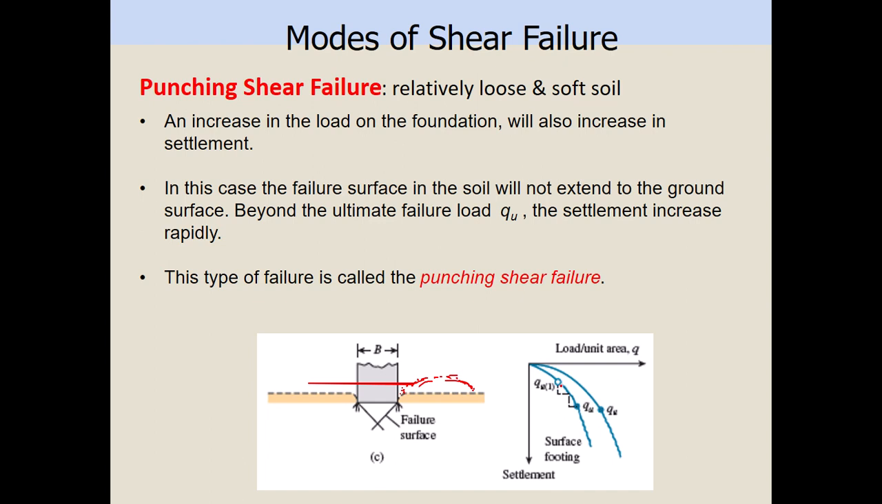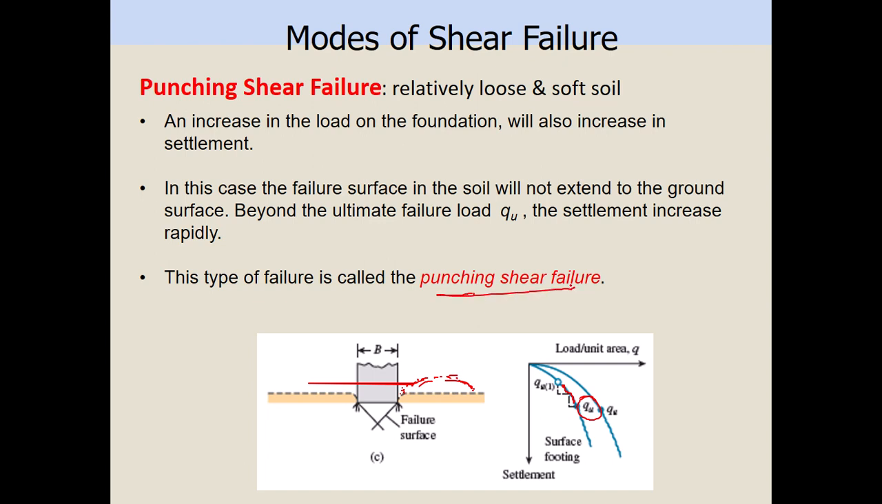Same with the local shear failure, if you increase the load, there is an increase of the settlement, and after Qu, after the ultimate bearing capacity, the settlement will increase rapidly. So this is what we call the punching shear failure.